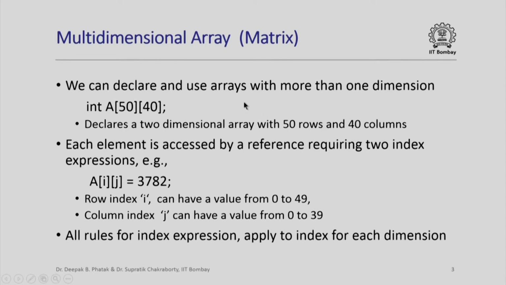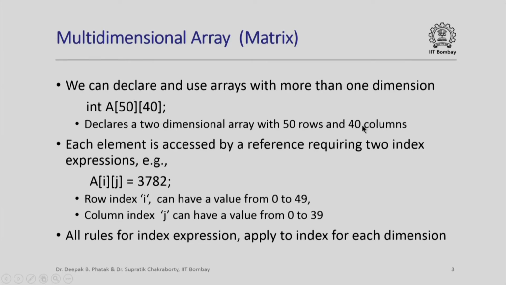We can in fact declare in C++ arrays with more than one dimension. A two-dimensional array would be declared in this fashion: int a[50][40]. Note that two dimensions are independently defined in terms of their sizes. So this effectively means that a is an array containing integer elements. It has 50 rows and 40 columns.